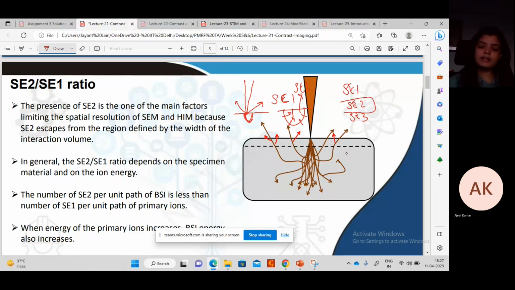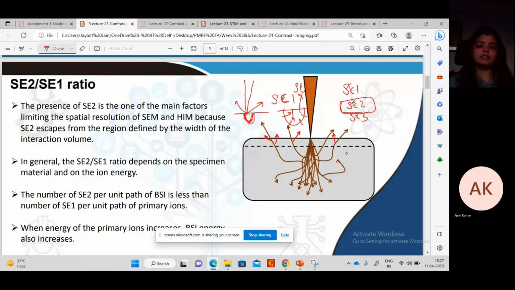So SE2 signals, because they come from the subsurface, will not be able to give proper spatial resolution on the surface. That is not the case with the ion beam. There we will only get the surface features, not information from inside the sample.